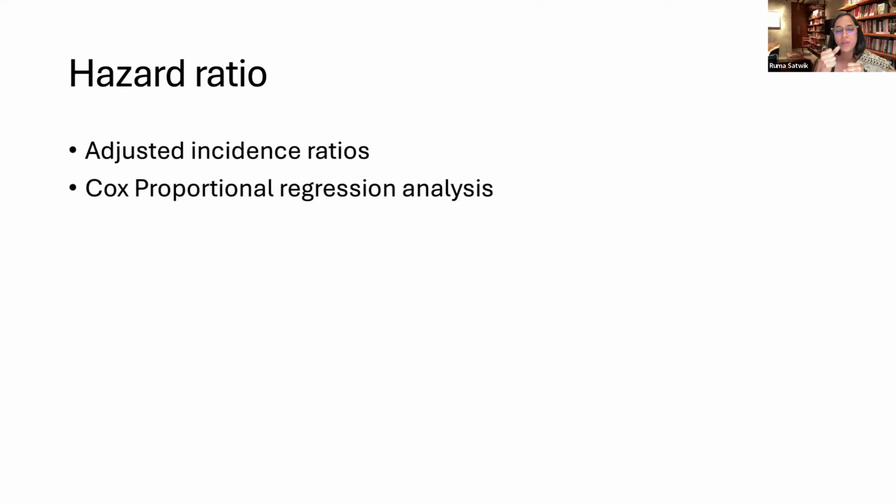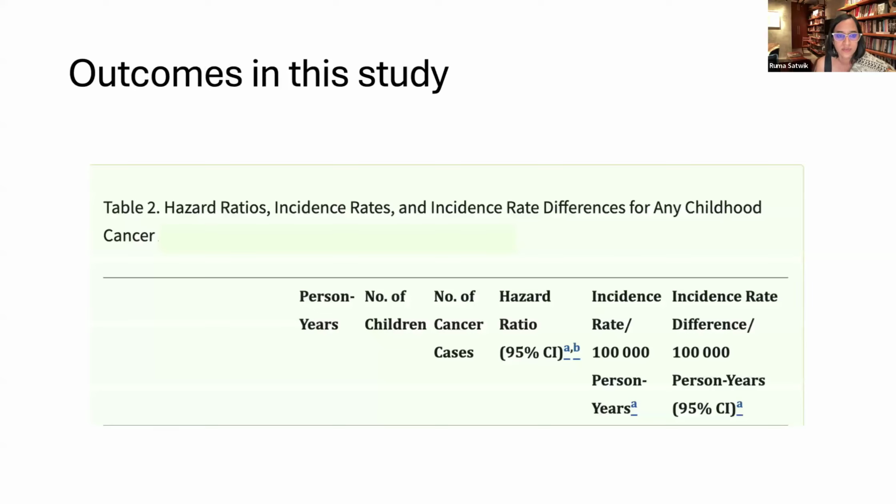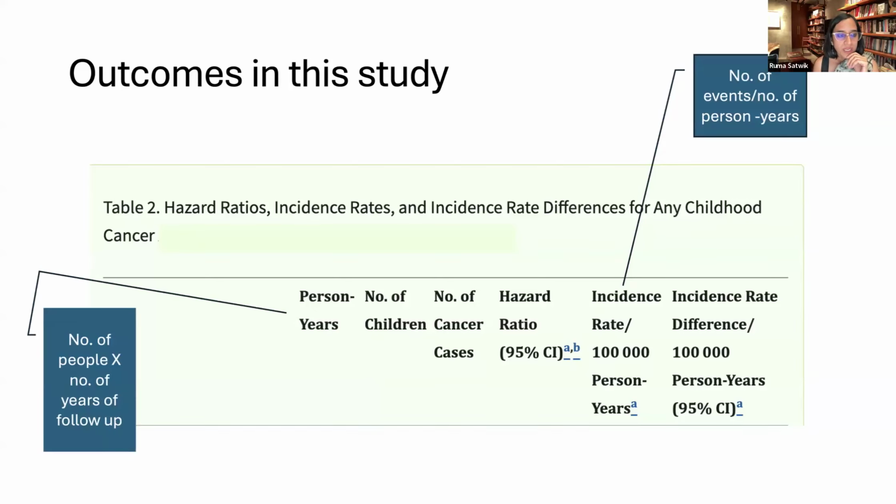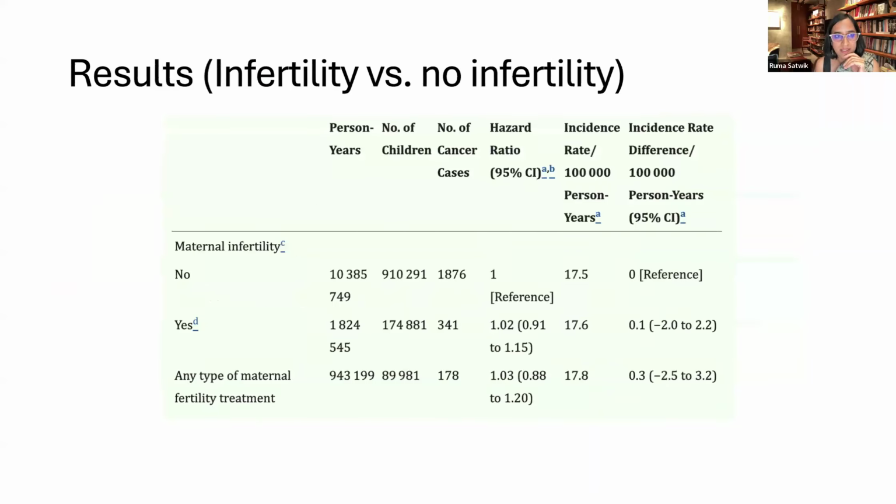You have considered them, but what happens if that outcome was not varying? If it was standard, then how much would your incidence rate be is what hazard ratio determines. And the term used is Cox proportional regression analysis. We are not going to go into the details of this. So quickly, incidence rate is number of events per person years happening. Person years is number of people multiplied by number of years of follow-up. And hazard ratio is adjusted incidence ratios calculated using Cox proportional analysis, right?